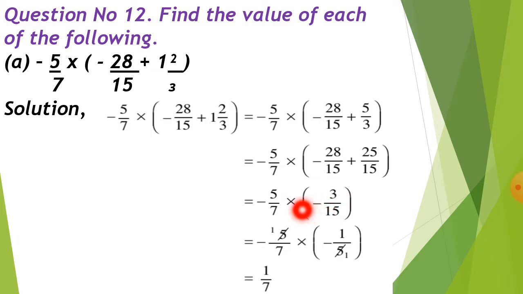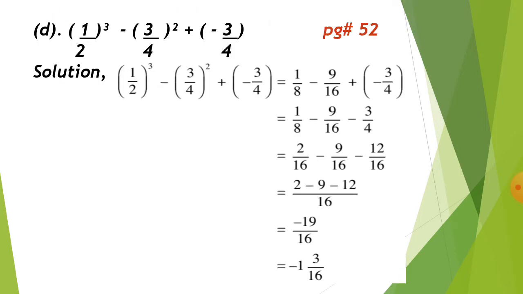You can see now we are going to cancel the numbers. 3 ones are 3, 3 5s are 15. Over here there is a 3, and the 3 of the numerator and the denominator will be cancelled. It will be only 1. So the answer we are having is minus 1 over 7, and this minus sign and this minus sign will be plus, so that's why in the answer we have plus 1 over 7.